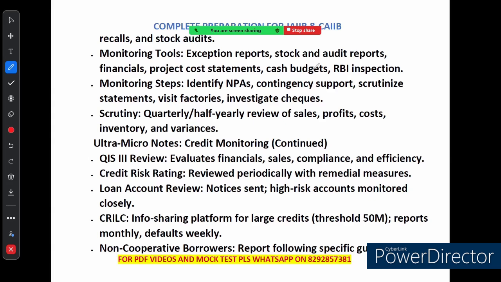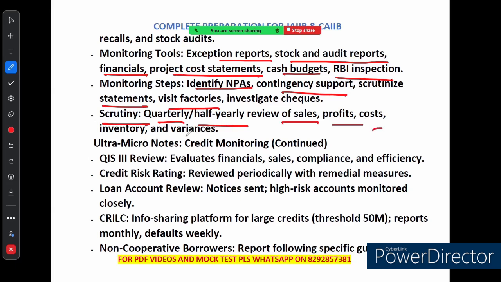Now some tools have been given like select report, stock and audit report, financial, project cost statement, cash budget, RBI inspection. These are the monitoring tools. And there are some monitoring steps like identify NPA, contingency support, scrutinize statements, visit factory. Scrutiny may be done quarterly, with half yearly review of sales, profit, cost, everything. Now the next are some common terms.